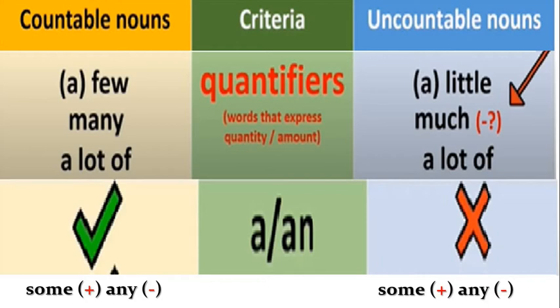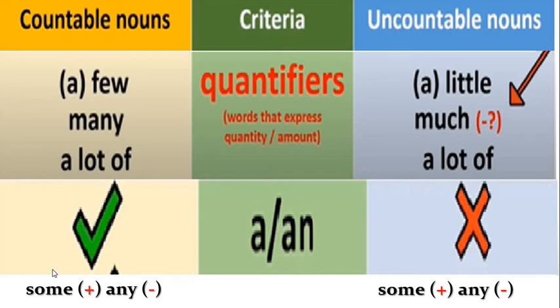A or an. Here a or an are not articles. Here a or an are used to tell the quantity one, and a or an is used with countable nouns because they tell the quantity one, and we cannot count uncountable things. So a or an are used with countable nouns, not with uncountable nouns. Some or any. These two quantifiers can be used with both countable nouns and uncountable nouns.